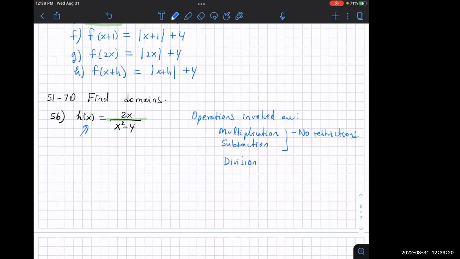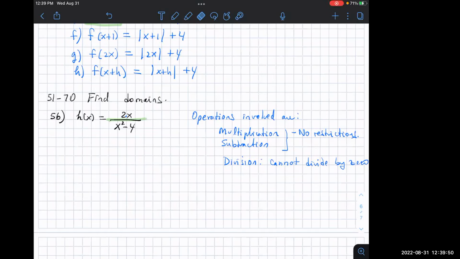Division has a restriction because there is a number by which you cannot divide. What is that number? 0. You cannot divide by 0. So that's what you're looking for: restrictions. If you have a function that has only multiplication and subtraction, there are no restrictions, so the domain is all reals. But if you have a division, then you have a restriction.